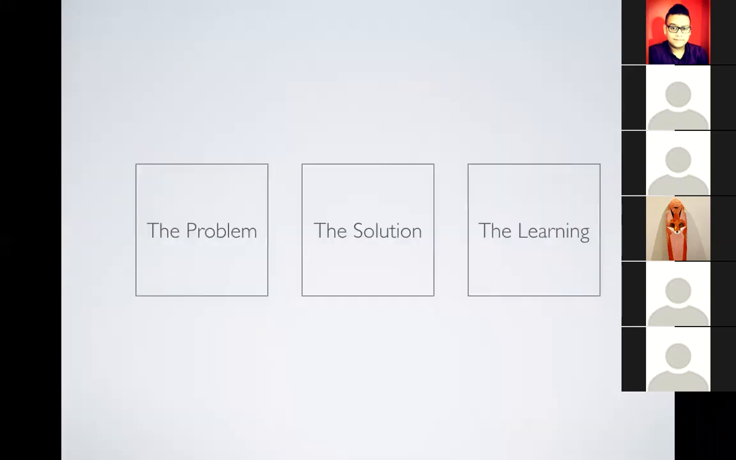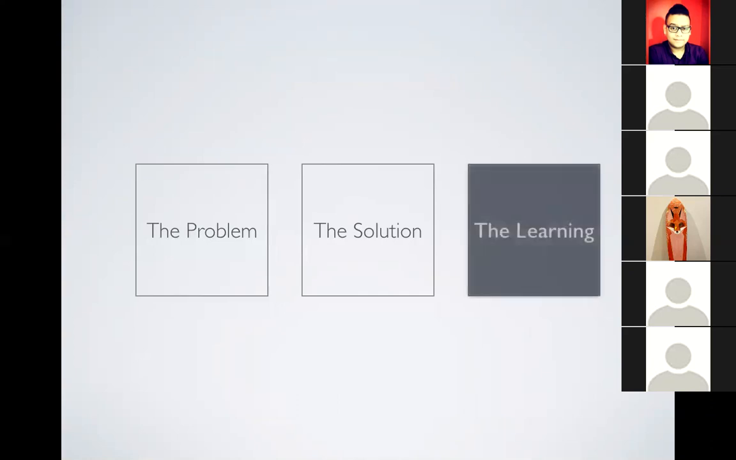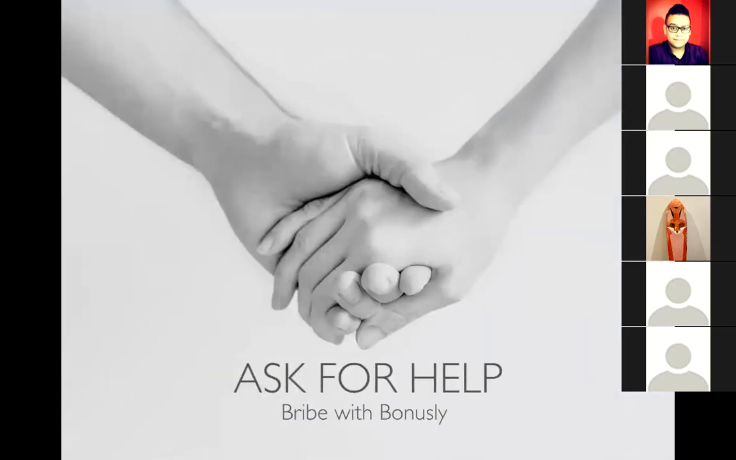Right, so that's the problems, that's the solution. Now we're going to talk about the learnings. First of all, ask for help. Don't try to do it alone. Ask for help. There are so many people out there who are willing to help. If they're not willing to help, use Bonusly, bribe them. You have 100 points, that's your ammunition. Use it well.